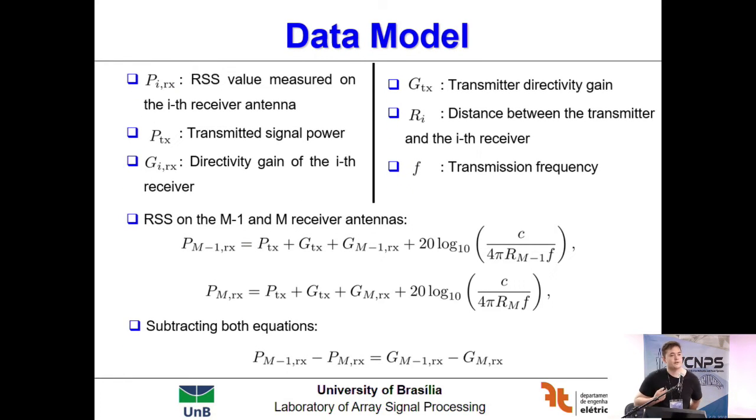Now I'll explain to you why we're using those RSS differences. Well, from the Friis transmission equation, we have P_i^RX is the RSS value measured on the i-th receiver antenna. P_TX is the transmitted signal power. G_TX is the transmitter directivity gain. G_i^RX is the directivity gain of the i-th receiver. R_i is the distance between the transmitter and the i-th receiver. And f is the transmission frequency. By subtracting this equation from the equation below, we obtain the difference between the receivers' directivity gains only.